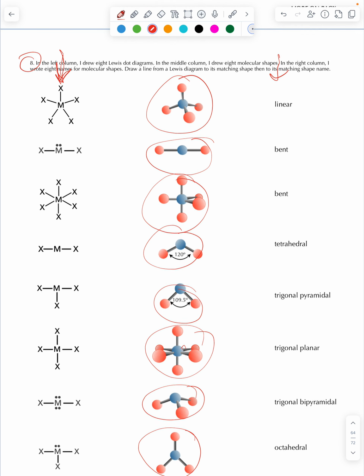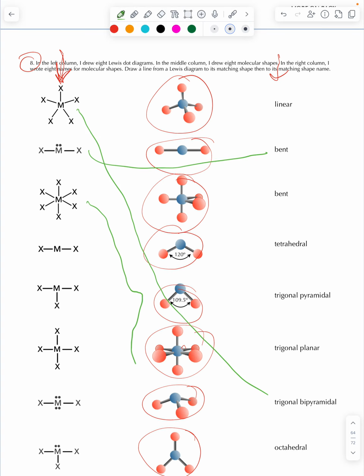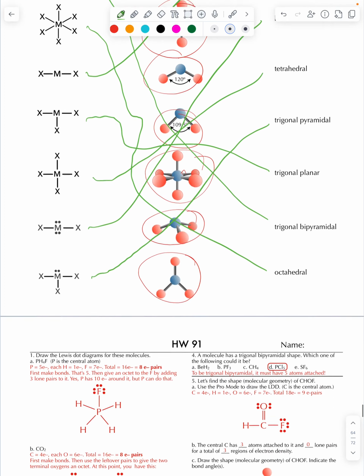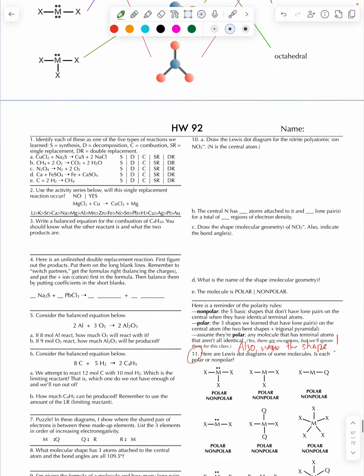But let's go from this column to the last column. What is that? I'll do another color, maybe make it darker so it's easier to see. So that is my trigonal bipyramidal. That is going to be one of my bents. That's going to be my octahedral. Where's octahedral? Down there. That's going to be my linear. That's going to be my trigonal planar. That's my tetrahedral, my other bent, and my trigonal pyramidal. If you can't get these, shame. That's very easy.